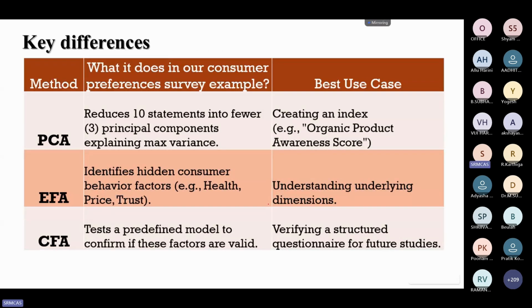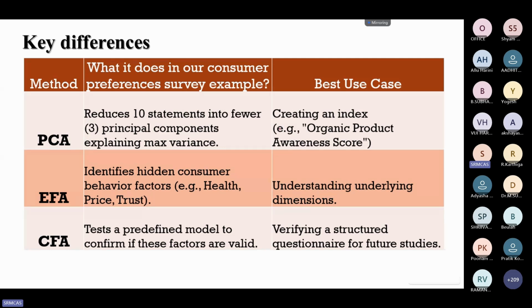There are also some key differences between PCA and factor analysis. For our previous example, the 10 statements regarding organic food, the PCA reduces them to fewer principal components, explaining the maximum variance. It can be used as an index and named, for example, an organic product awareness score.